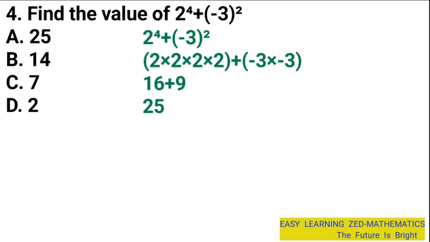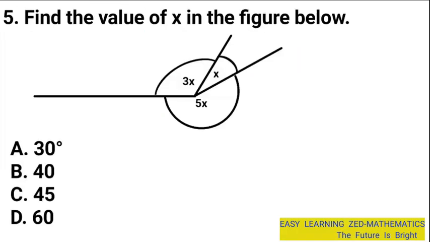Okay, let's go to question 5. Question 5 was as follows. Find the value of x in the figure below. So this is the figure which is drawn, where you can see that there is 3x, x, and 5x, and these are angles. They are telling us to find the value of x.